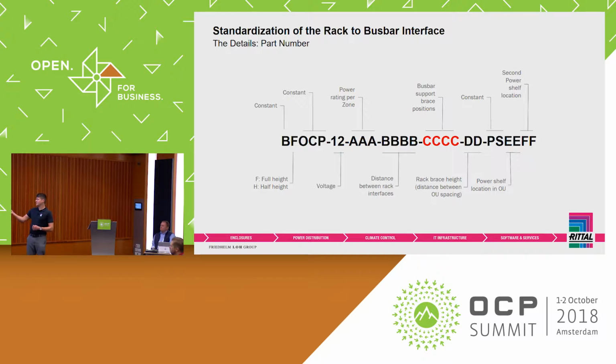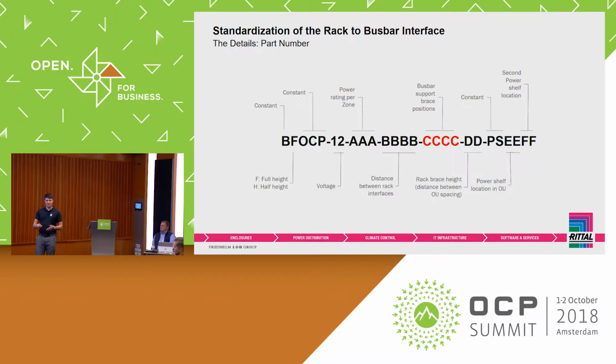At the beginning, we've got a couple of constants there, B for, I think, busbar. Then you've got F or H, so either a full height busbar or a half height busbar in the rack. Next, you have the next constant, which is OCP. After that, you have the number 12, as you can see there, which is the voltage rating of the busbar. After that, we've got the 3 A's, which is for the power rating of each zone. So for example, Facebook, 6.2 kilowatts and stuff like that.